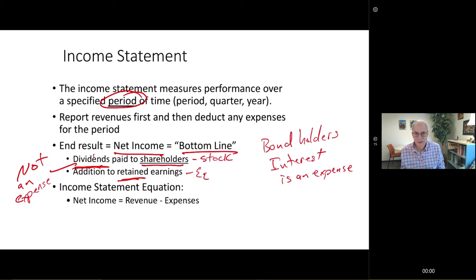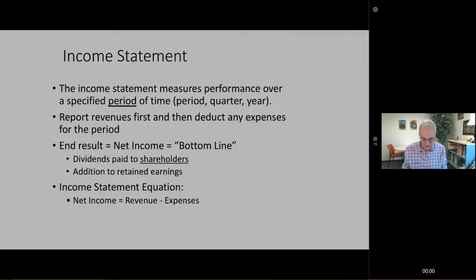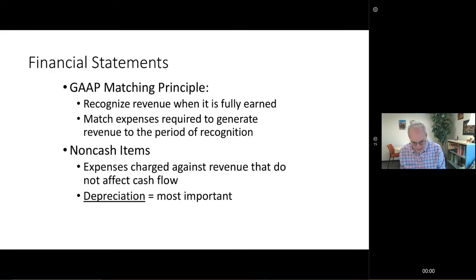The basic equation for the income statement is simply revenue minus expenses. That gives you your income. That should all be review from accounting class. So we have the GAAP matching principle. GAAP, generally accepted accounting principles, simply means that whenever we have a sale, we would like to have the matching expense to that sale on the same income statement. So you don't have sales appearing next year when all the expenses are this year. We try to match them so that you're getting an accurate picture of what's going on.